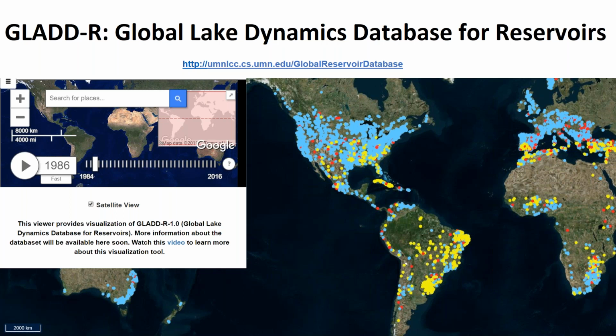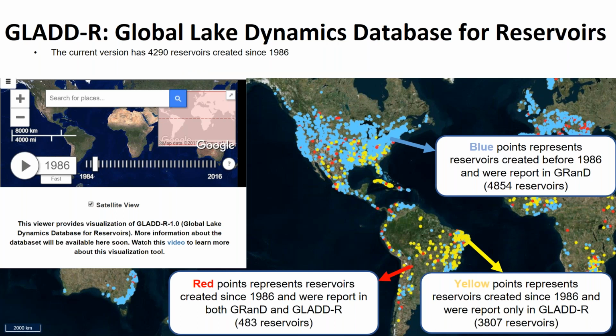And in this one, you're seeing 3 different colors. The blue points represent the reservoirs that were created before 1986 and were reported in GRAND. So we picked up about 4,800 reservoirs from GRAND built before 1986. The yellow and red points together correspond to about the same number, more than 4,000 reservoirs that were built since 1985. And of those more than 4,000 reservoirs, only about 483 are listed in GRAND, actually the new version of GRAND that was just released a few months ago, and the vast majority of them are not there. So the system allows you to see the dynamics of all of these reservoirs, and also a huge number of reservoirs that were not even known to the community.